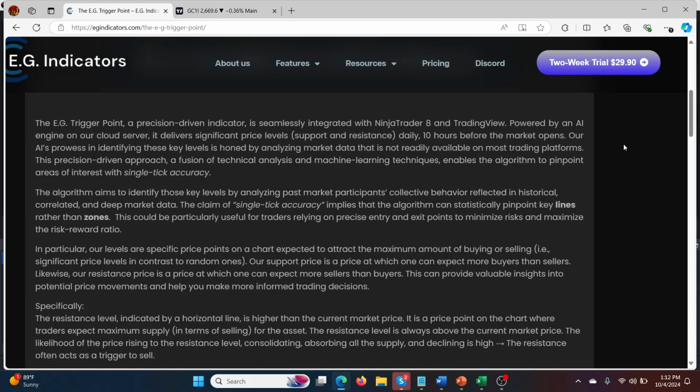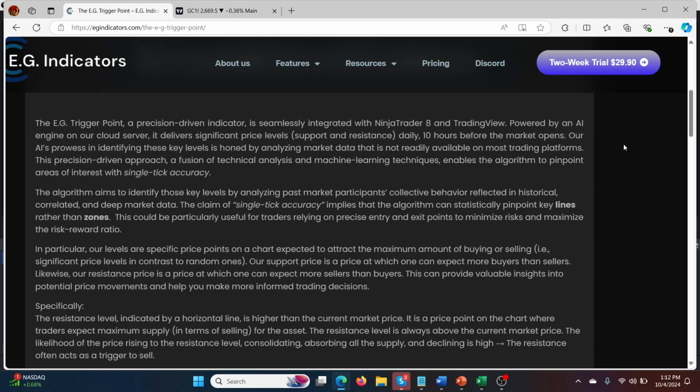So our AI's prowess in identifying these key levels is honed by analyzing market data that's not readily available on most trading platforms. So this is what they're saying, the proprietary edge is that this data is not readily available on most trading platforms. This is not drawing lines from peaks on ES, for example, and saying that's a resistance, and then putting a line under dips and saying that's support. It's much more sophisticated than this, according to these guys.